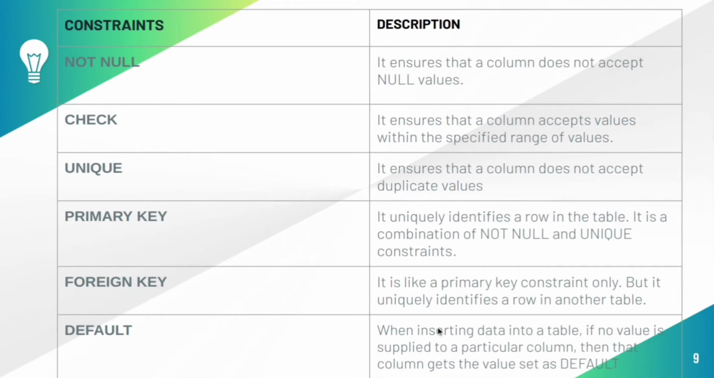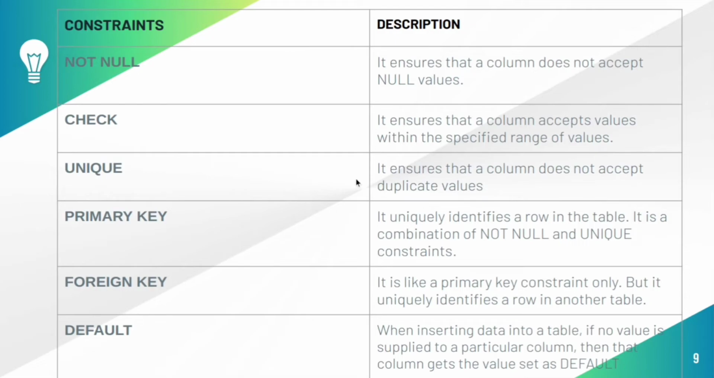These are the constraints and these are their descriptions. Note it down. The not null constraint ensures that a column cannot have null values in it. The default constraint sets a default value for a column if no value is specified. In the unique constraint, it ensures that a column does not accept duplicate values. It means column values will be different. And the primary key is a combination of not null and unique constraints. So these are the descriptions. Note it down, this is important. Just note down the constraint names and their descriptions.